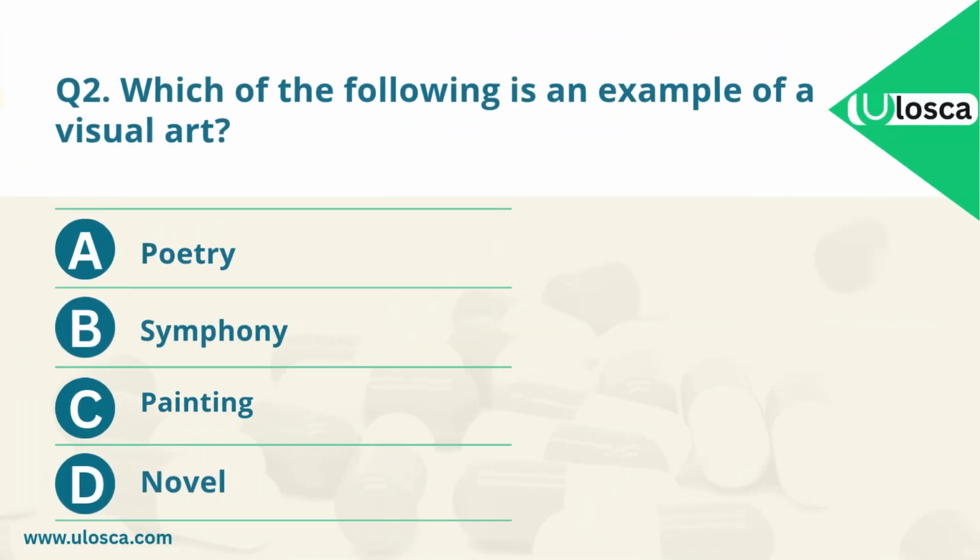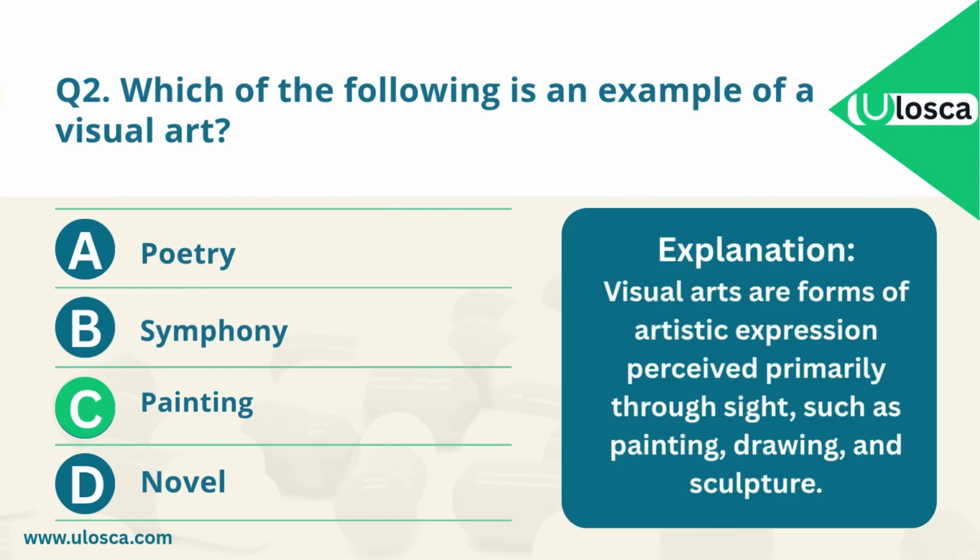The correct answer is C. Painting. Explanation. Visual arts are forms of artistic expression perceived primarily through sight, such as painting, drawing, and sculpture.